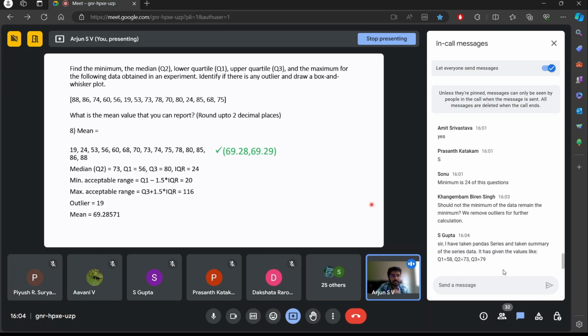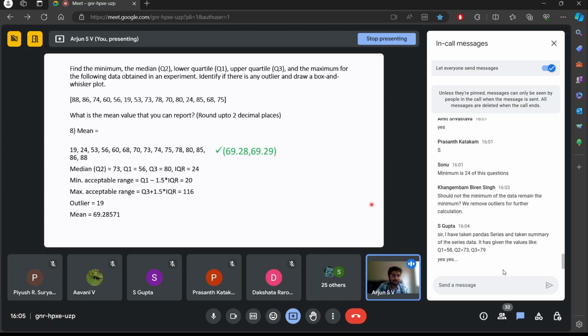Sir, I have taken a Pandas series and taken the summary of the data. It has given values like 58, 73, 79. One major thing here is that in the final exam, you can't use Pandas, Python, Excel and all those things. So I would advise you to do the calculation by hand or using a normal calculator.